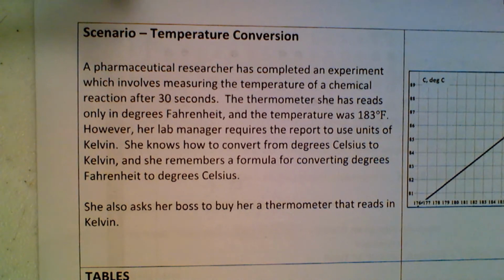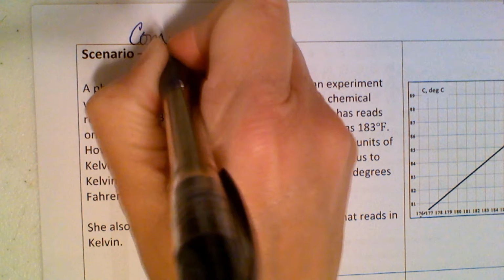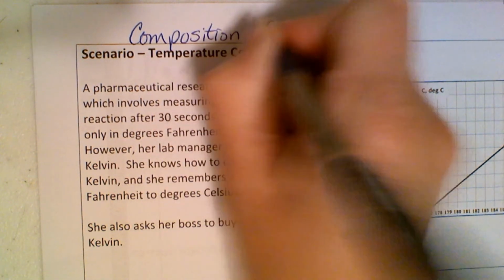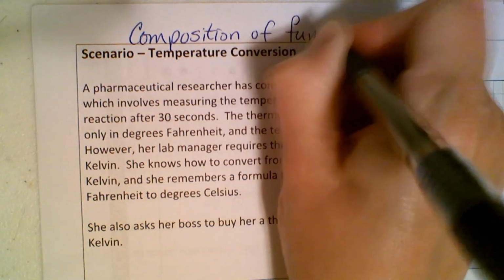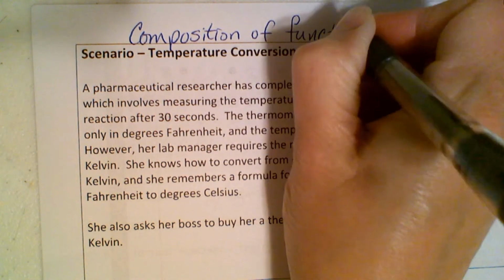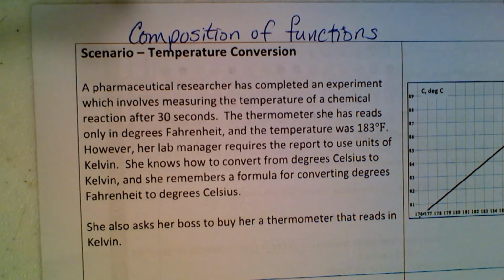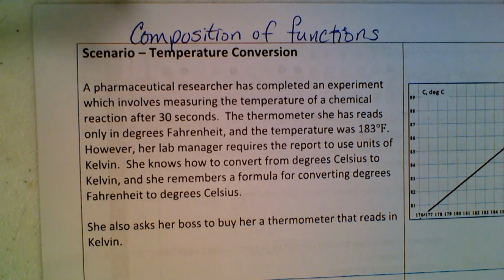And today we're going to be talking about composition of functions. And I'm going to introduce it through a scenario. And then we're going to take it through graphs and tables and algebraically, so we can show you the different methods where it shows. So right now this is the verbal method.